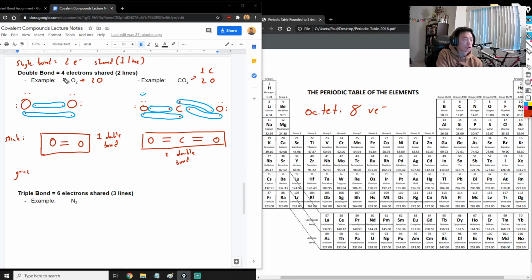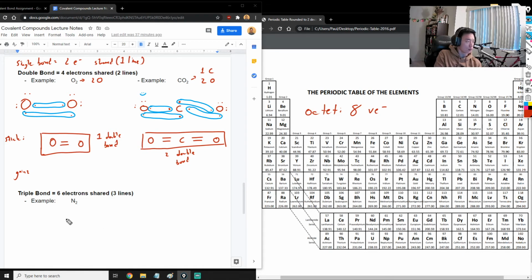Okay. So O2 is the oxygen gas that you're breathing in right now. It's what you die if you don't breathe, and it looks like this. And CO2 is what you're breathing out, and it looks like this. Okay, so those are double bonds. Basically, it's just doubling the single bond. Single bonds are 2 electrons, 1 line. Double bonds are 4 electrons, 2 lines. Okay, lastly, we have a triple bond, and that's going to be basically naturally 6 electrons with 3 lines.